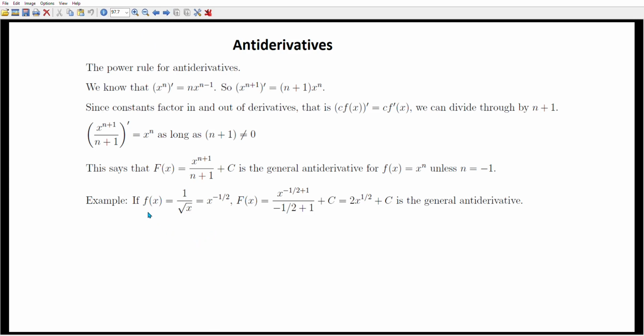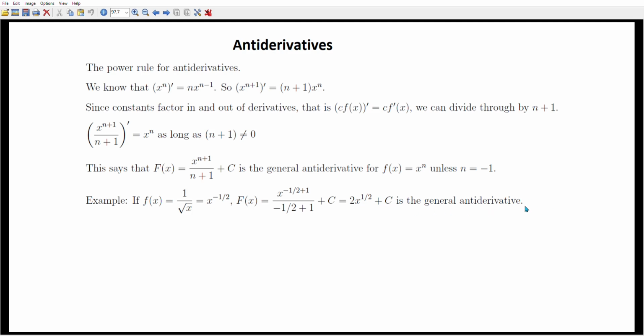So for example, if f of x is 1 over the square root of x, we can write that as x to the minus 1 half. That's the same sort of power rule as we've been talking about here, where n is minus a half. So we look, minus a half plus 1 is our exponent up here. Minus 1 half plus 1 is our denominator there, plus the arbitrary constant c. Minus 1 half plus 1 is a half, so we get a 1 half as an exponent, and when you divide something by a half, it's the same as multiplying by 2. So 2x to the 1 half plus c is the general antiderivative.